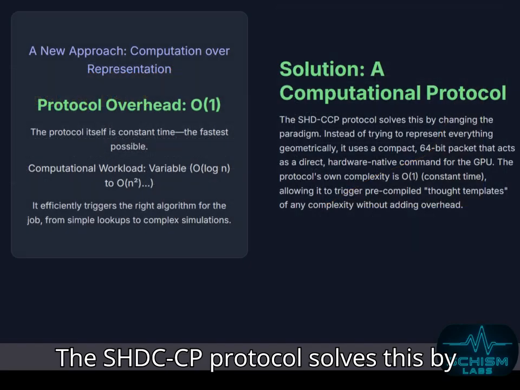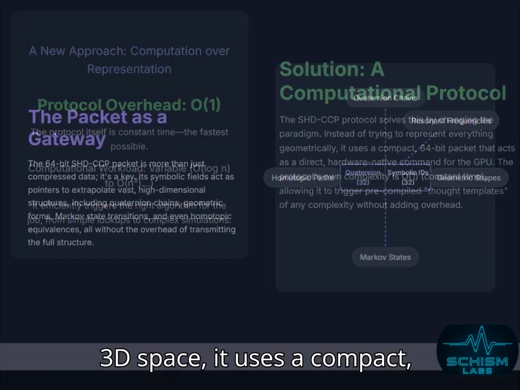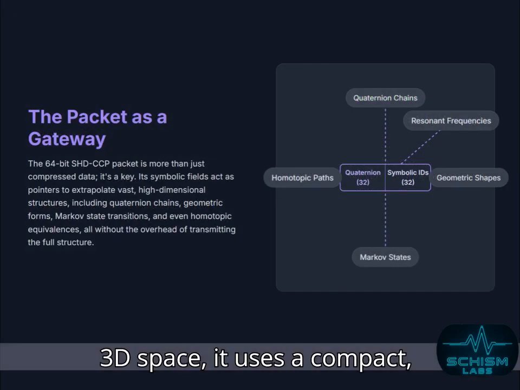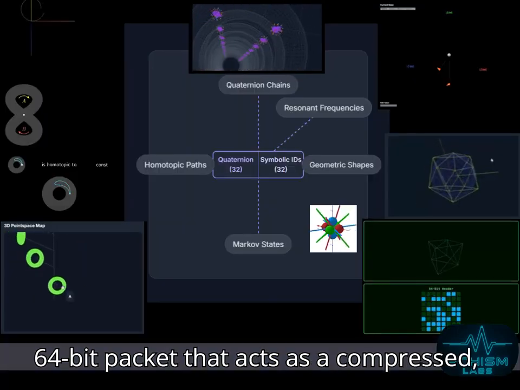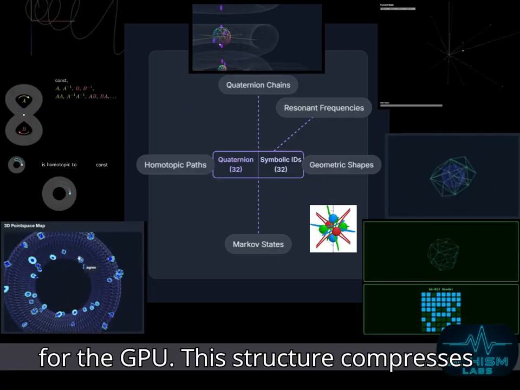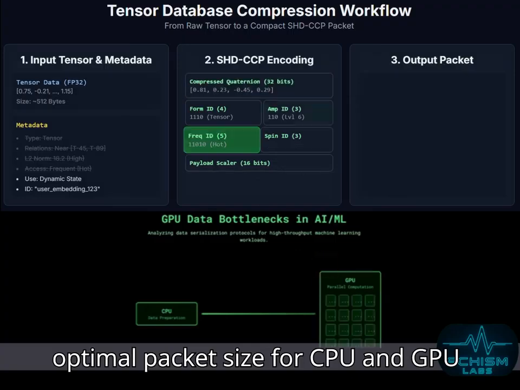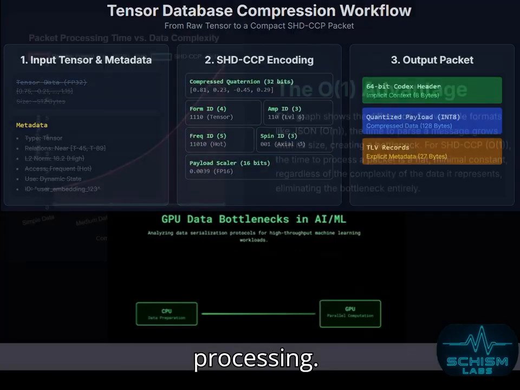The SHD CCP protocol solves this by changing the paradigm. Instead of trying to represent everything geometrically in 3D space, it uses a compact, 64-bit packet that acts as a compressed, neural symbolic hardware-native command for the GPU. This structure compresses many different hyperbolic states into the optimal packet size for CPU and GPU processing.